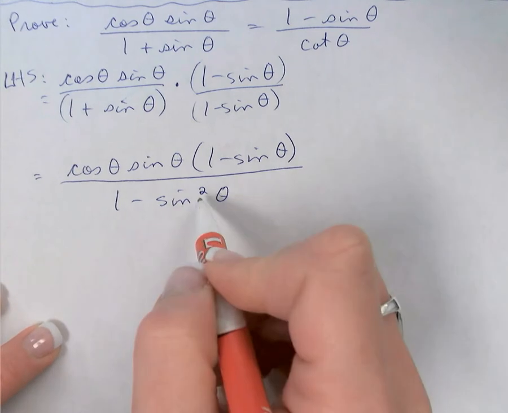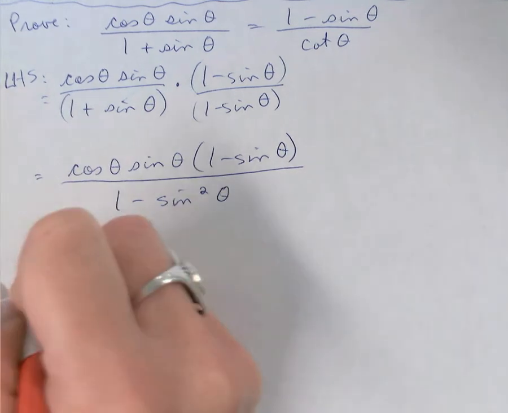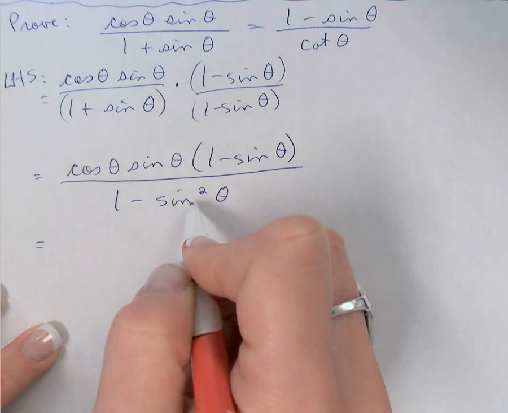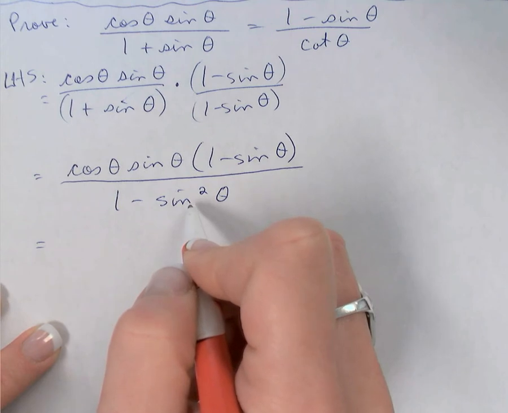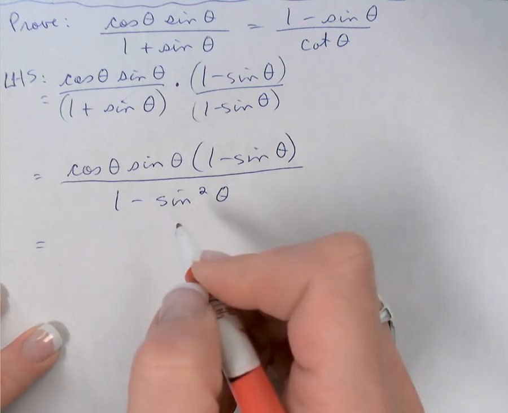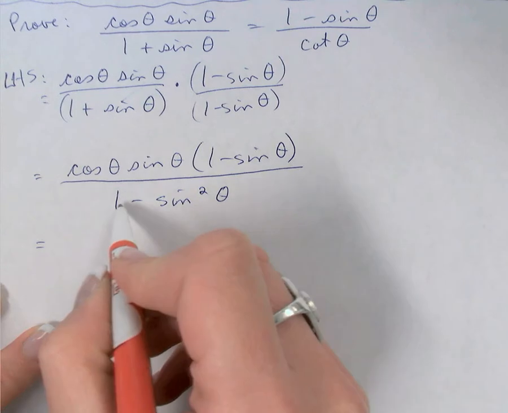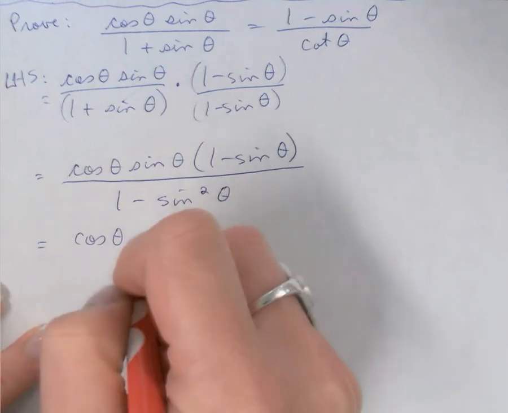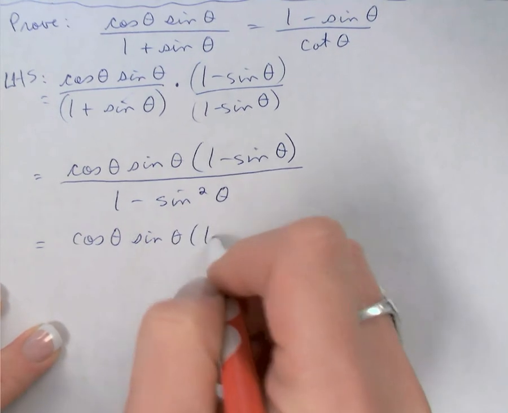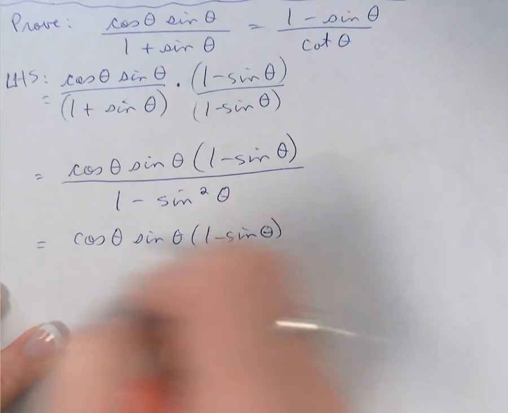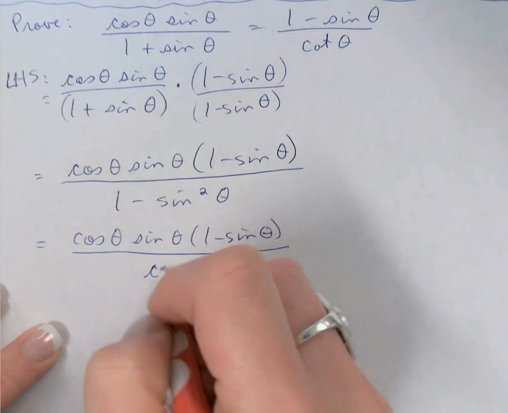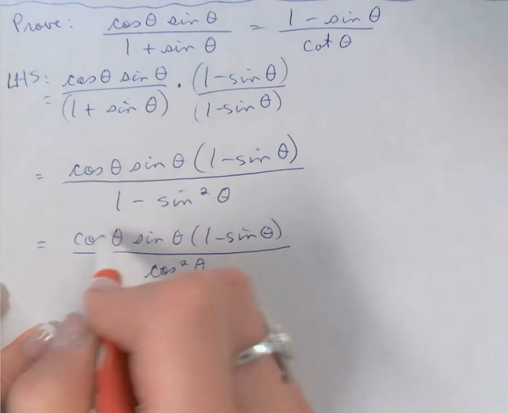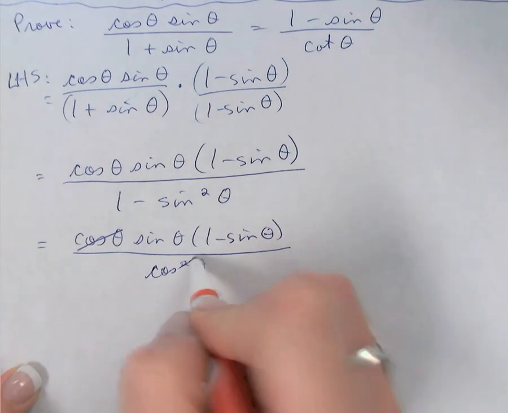So 1 minus sine squared theta I can replace with cos squared theta based on that Pythagorean identity. When I rearrange sine squared theta plus cos squared theta equals 1, cos squared theta is going to equal 1 minus sine squared theta. So I'm going to leave the numerator still as it is, and I'm going to replace the denominator with cos squared theta. That will allow me to cancel out one of these cos thetas.